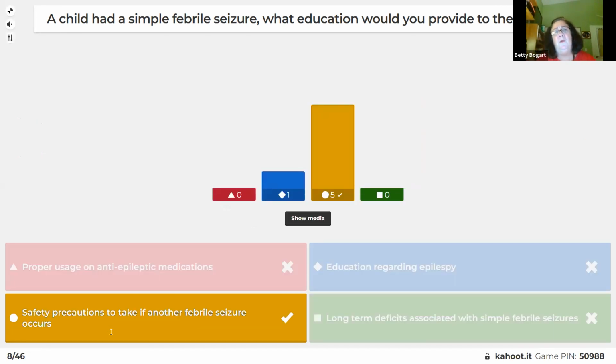So if we have a child who has febrile seizures, we want to teach that parent what to do when it happens. I mean, you cannot always catch the Tylenol and Motrin before they have a fever. It's just an impossibility. So teach them how to be safe. Turn the child to the side. If they're in the hospital, pad the side rails. As a nurse, you'll be looking at how long did it last? What did it look like?